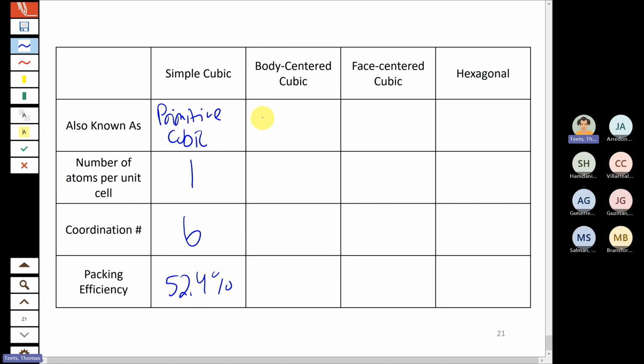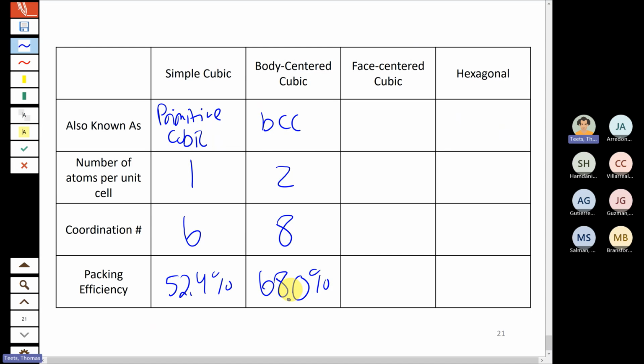Body-centered cubic can be abbreviated as BCC. So it's not really a different name, it's just an abbreviation for it. The number of atoms per unit cell was 2 because you have 8 corners, which count as 1 total atom, plus 1 more in the middle, so a total of 2. Coordination number was 8. If you focus on each of those center atoms, they have 8 corners surrounding them, so that's a total of 8. And the packing efficiency we came up with was 68%, so a bit higher.